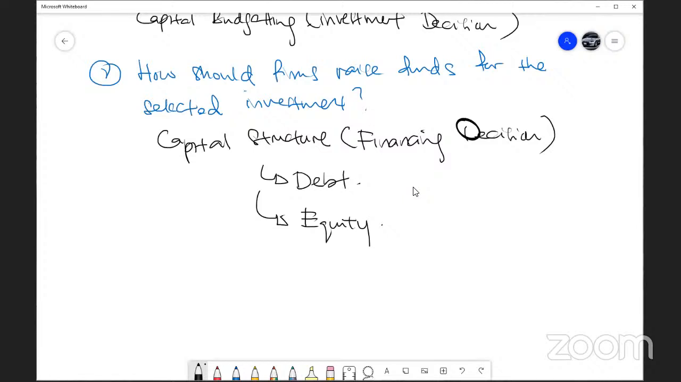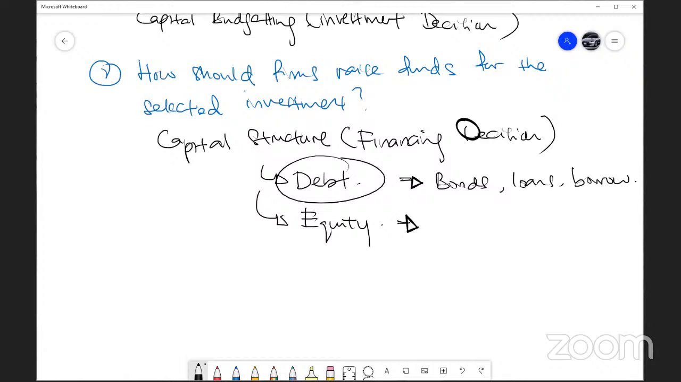Okay, so debt means what? Equity means what? Debt means, for example, you issue bonds, you take loans, you borrow from people. That is capital structure by debt. Equity means you're giving out shares. So you sell shares, or you give out a portion of the company to people, like merger and acquisition, etc. So equity means people injecting capital into you.